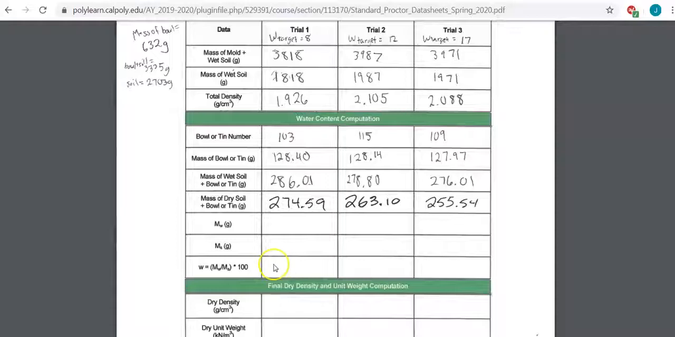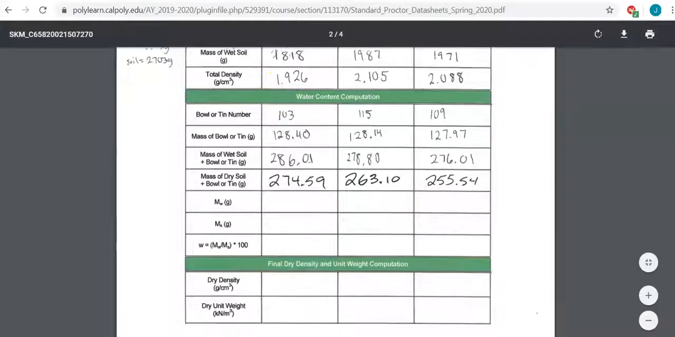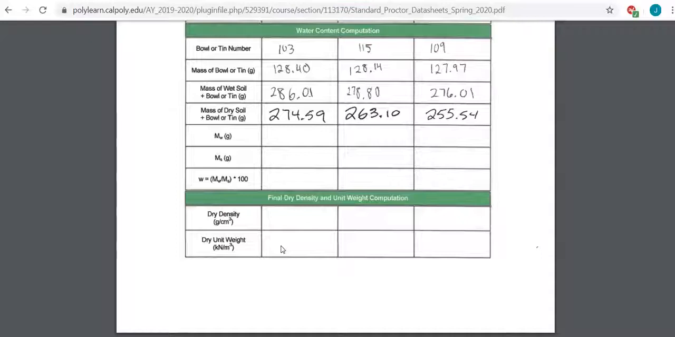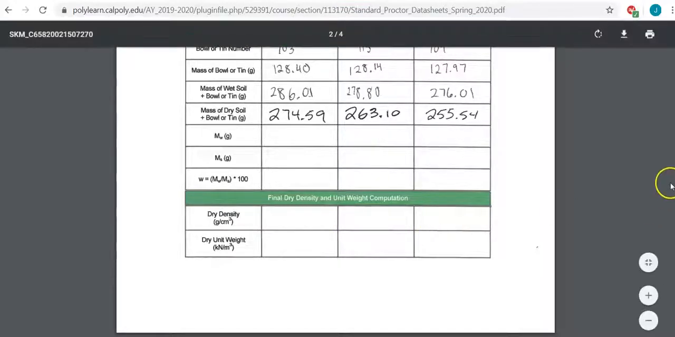Once we have the water content and we have the total density, then we can compute the dry density down here, and then you can convert that to a dry unit weight. Okay, so that's all we're doing. You're going to use all the data from each of these data sheets to create the compaction curve.